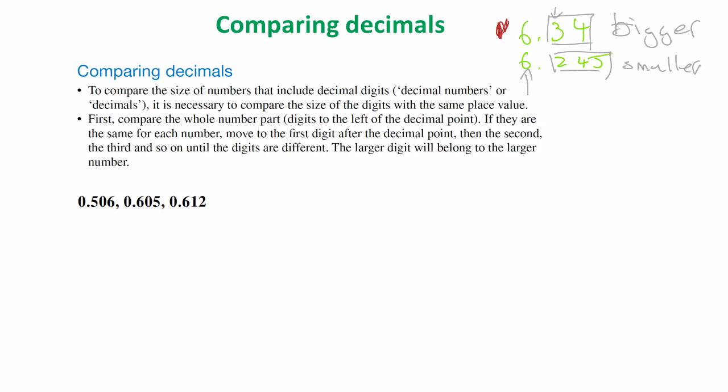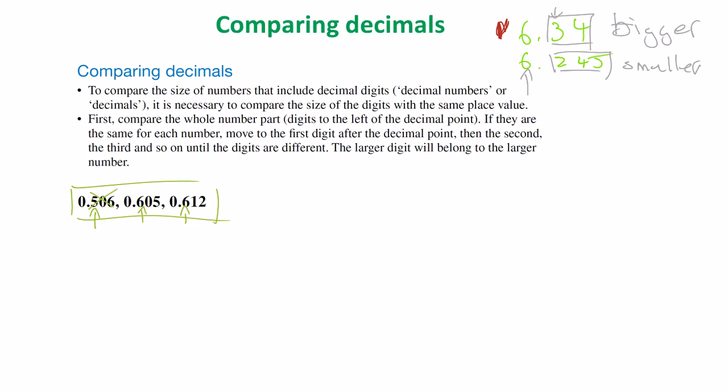Let's have another quick look at some questions to work through. We can look at these ones here. Say we're going to put it in descending order. That means we're looking for the biggest number first. So we're looking at the tenths position because we don't even have any whole numbers. So we've got a 5, a 6, a 6. That means 0.506 is the smallest.